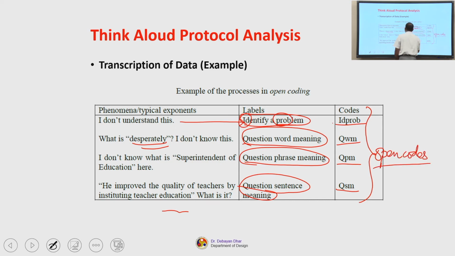So, what we did is that we transformed these sentences into a structure based on its meaning.